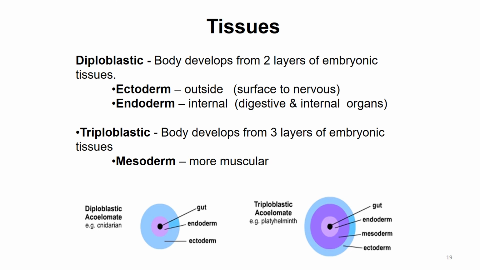Triploblastic organisms' bodies develop from three layers of embryonic tissue. They have an endoderm, an ectoderm, and a third layer called a mesoderm, which forms muscular tissue.